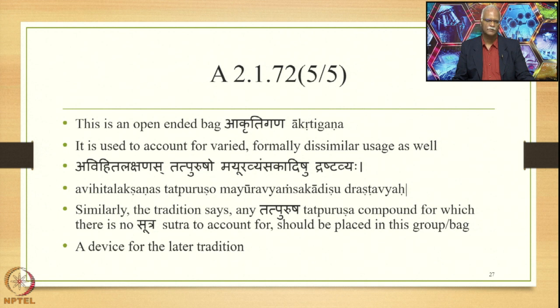This is an open-ended bag, also known as akritigana. It is used to account for varied and formally dissimilar usage as well. And so we have a statement in the later tradition, avihita lakshanas tatpurusho mayurabhyam sakadishu drashtavyaha. So the tradition says that any tatpurusha compound for which there is no sutra to account for should be placed in this group or in this bag. This happens to be a very good device for the later tradition to account for the compounds which grow in number in the course of time. This is the importance of Mayura Vyamsakadigana and this particular sutra, Mayura Vyamsakadayascha.